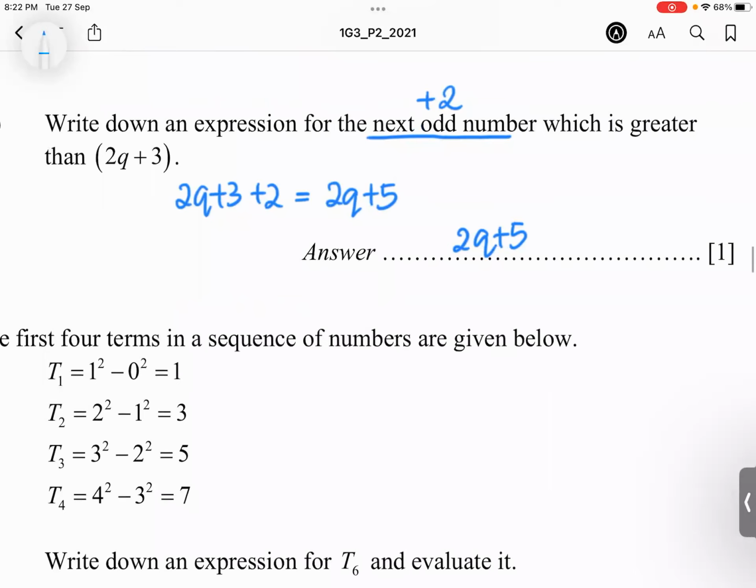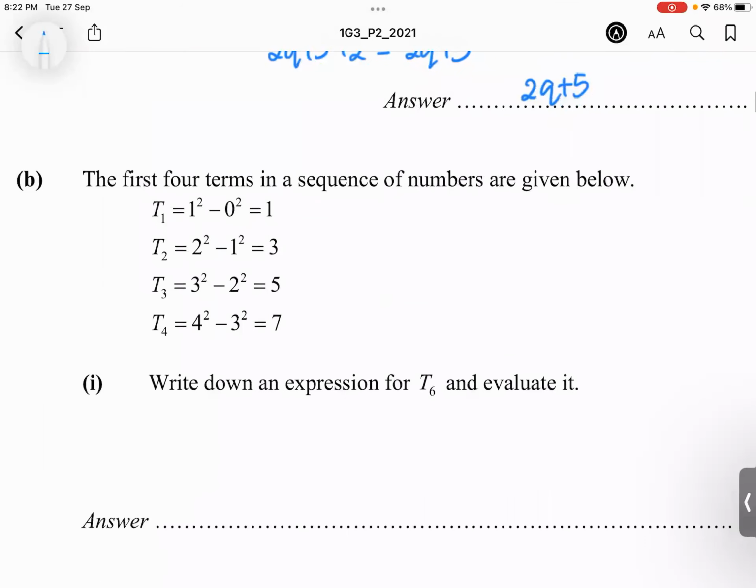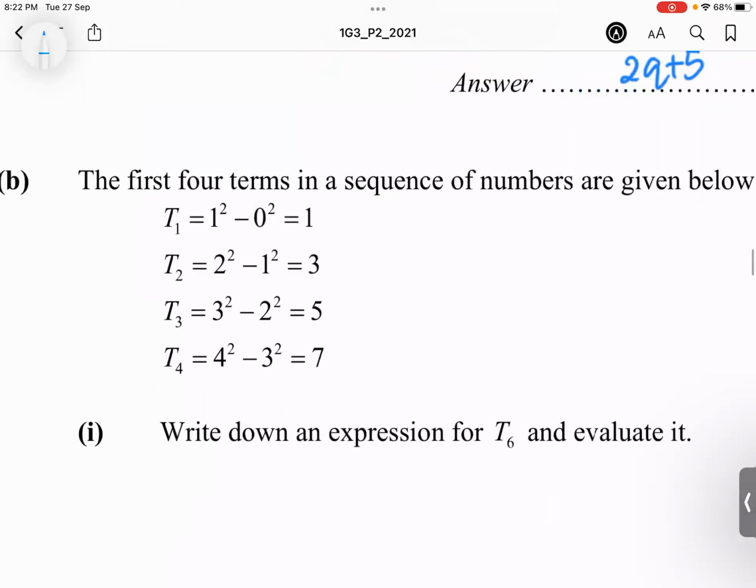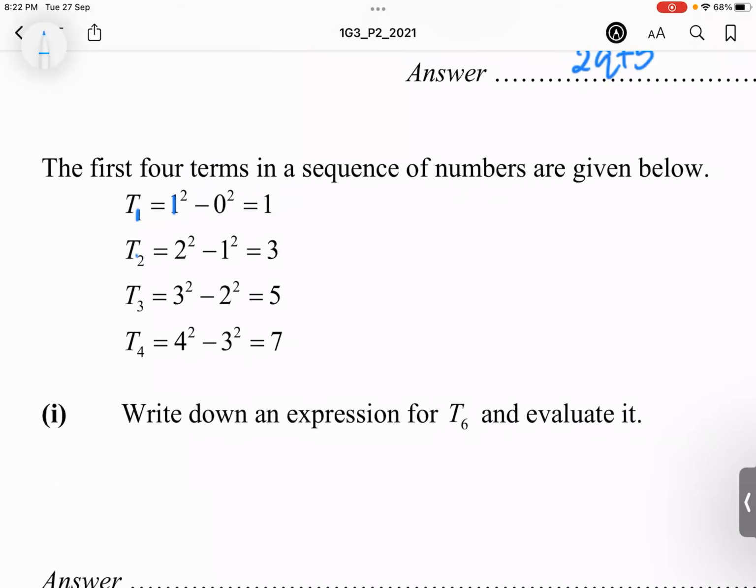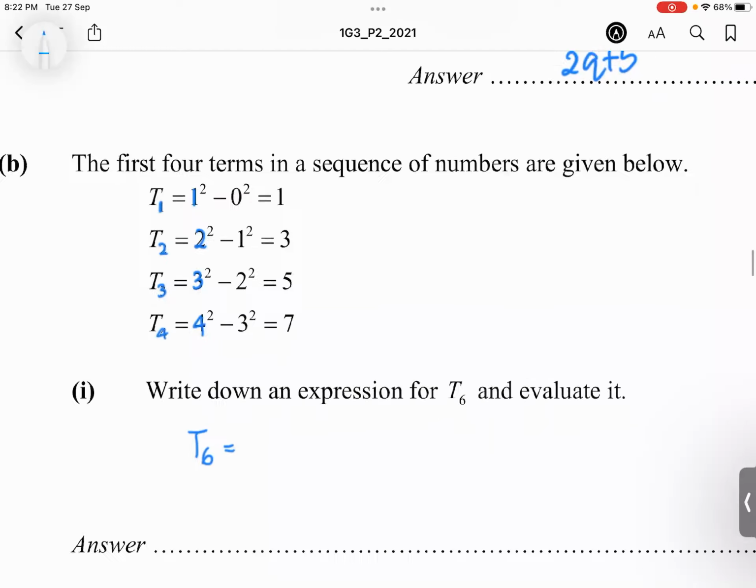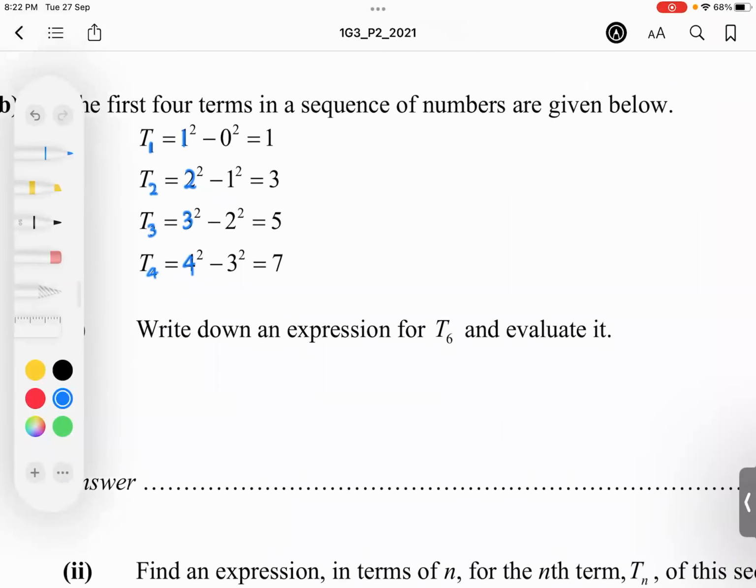Okay, now the next part, the terms of a sequence. This is the type of sequence that might be slightly longer, and they need you to identify different patterns. The first one, term 1, you notice this is term 1, 1 square, term 2, 2 square, term 3, 3 square, term 4, 4 square. They want an expression for term 6 and they ask you to evaluate. So term 6 will be equal to 6 square. Since they want me to write, to be safe, I will write everything on my paper.